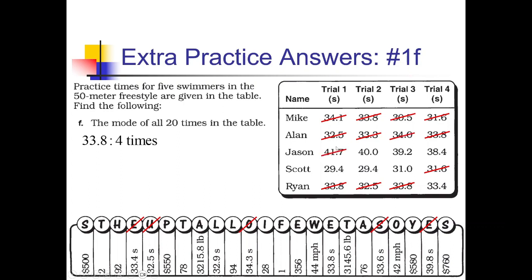41.7 is the only one. 40 is the only one of those. 39.2 is the only one. 38.4 is the only one. 29.4 appears twice, but obviously that doesn't beat 4, and this last one just appears once. So then 33.8 is going to be our mode. That appears the most out of any of these. And 33.8, that is going to be right here under this E right here. So we've crossed off a few E's already.